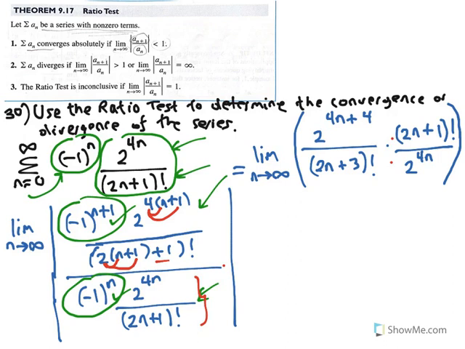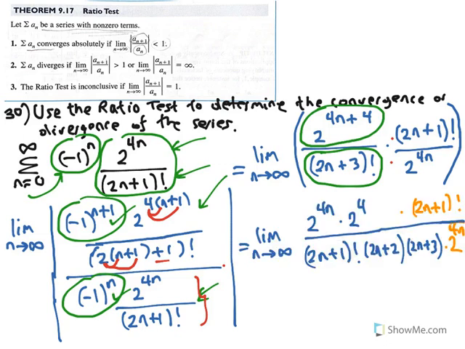So now the next step is to see if we can cancel any common factors that we have. So you want to simplify using properties of exponents and rewrite your factorial expressions. So you can rewrite 2 to the 4n plus 4 using properties of exponents, and you can rewrite 2n plus 3 factorial using the definition of factorial expressions. So we can write 2 to the 4n times 2 to the 4th, a product of two powers with the same base. When you add the exponents, you get the same as 2 to the 4n plus 4.